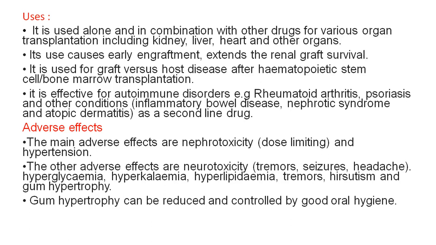It might cause nephrotoxicity, and also in some cases hypertension. The other effects include neurotoxicity, in which you might observe symptoms like tremors, seizures, or headache. Cyclosporin may also cause hyperglycemia, hyperkalemia, hyperlipidemia, tremors, hirsutism, and also gum hypertrophy. This gum hypertrophy can be reduced by maintaining good oral hygiene.